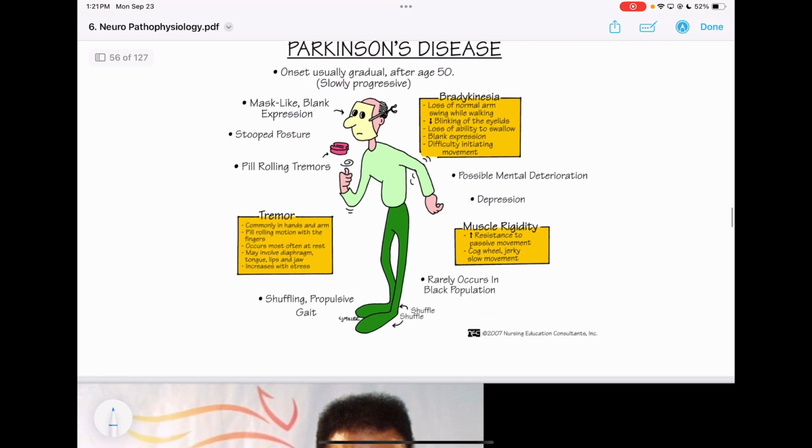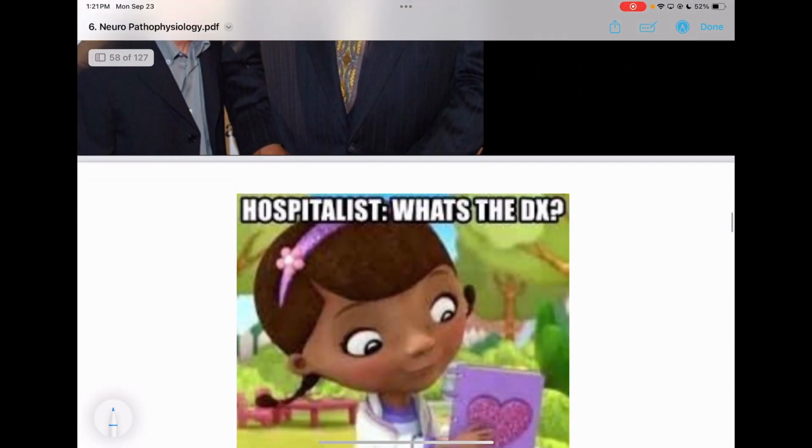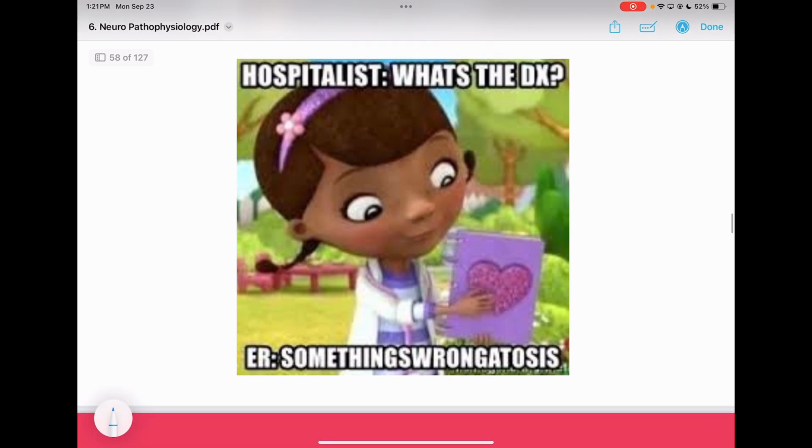And here's your summary for Parkinson's, and then some faces of Parkinson's. There's Michael J. Fox. And here's a good one for all you ER people.